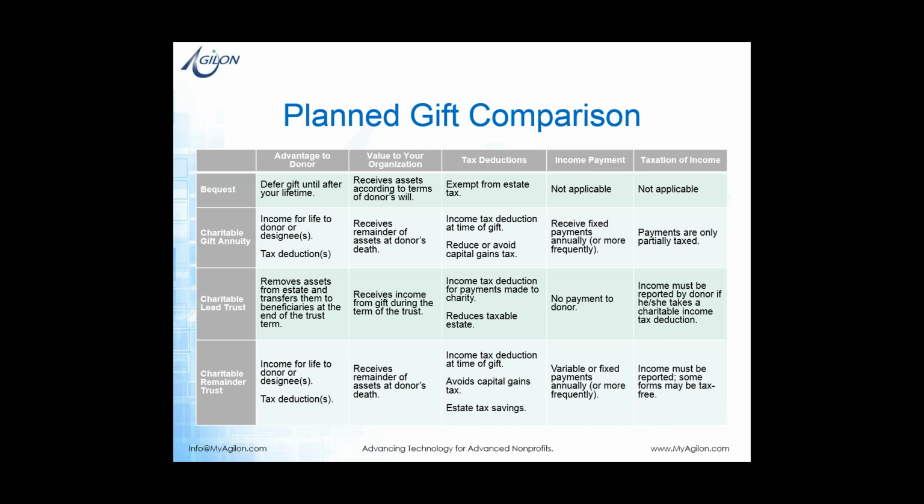In the case of a charitable gift annuity, they can get a tax reduction at the time of the gift on their income tax, and they can also avoid capital gains on the asset if it applies to that. Charitable lead trusts, similarly, they can take an immediate income tax deduction for the donation and can also reduce estate taxes for those assets. Similarly with remainder trusts, you can get an immediate income tax deduction at the time of the gift, avoid capital gains on the assets, and avoid estate tax savings.